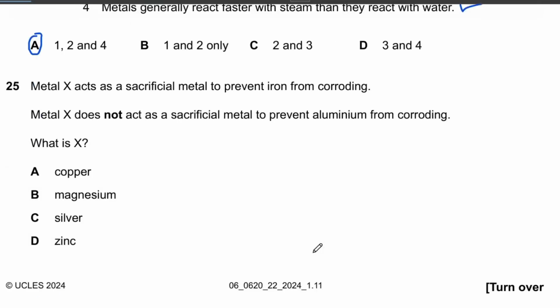Question 25. Metal X acts as a sacrificial metal to prevent iron from corroding. Metal X does not act as a sacrificial metal to prevent aluminium from corroding. What is X? X is D, which is zinc. This happens through a process called galvanizing, where zinc protects iron because it is more reactive than iron.